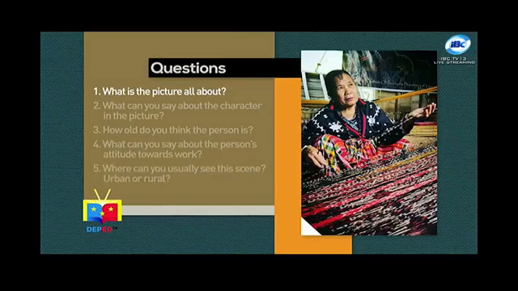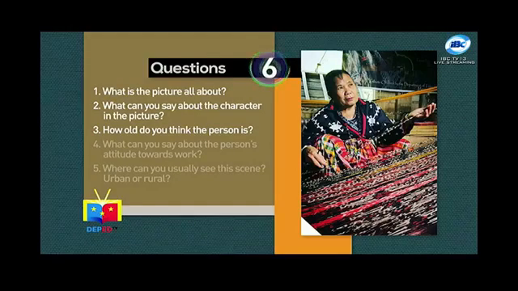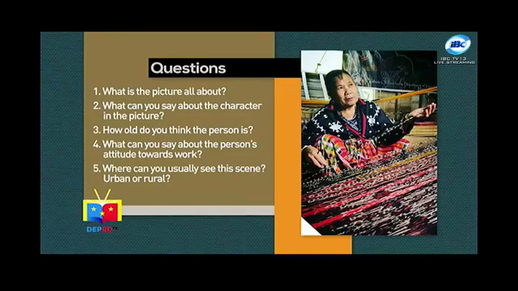Number 1. What is the picture all about? Number 2. What can you say about the character in the picture? Number 3. How old do you think the person is? Number 4. What can you say about the person's attitude towards work? Number 5. Where can you usually see this scene? Urban or rural?